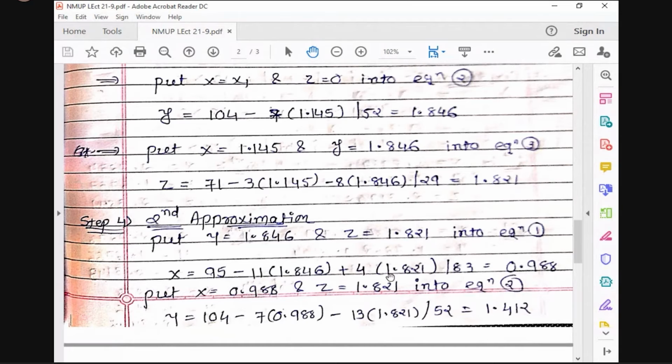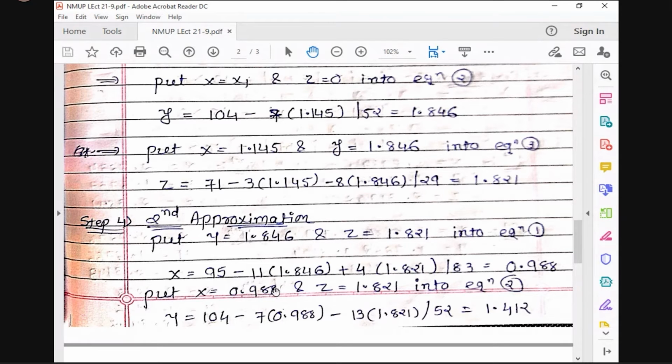Now this new value is available with us. So that value we have to consider in our second approximation. Just keep this thing in your mind. Whichever new values are available with us after each step, we have to consider for the next calculation step.